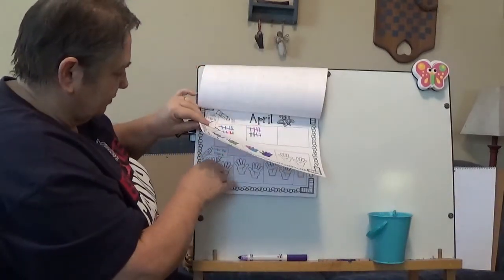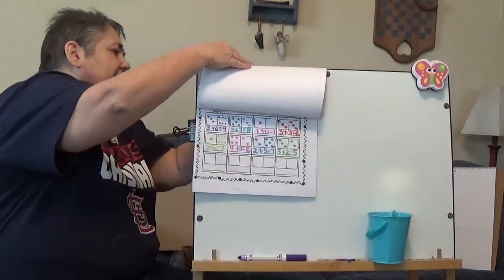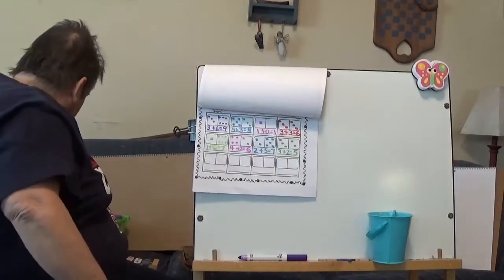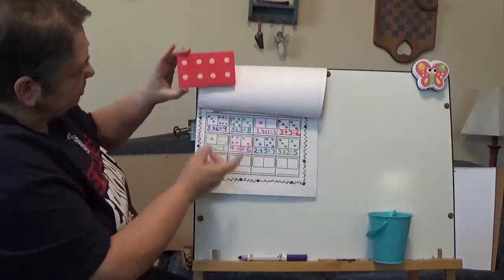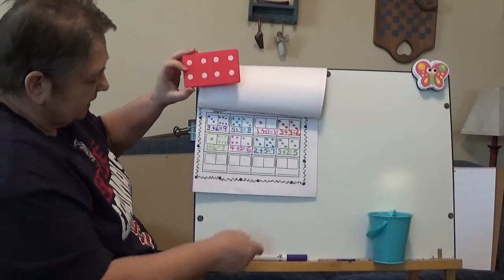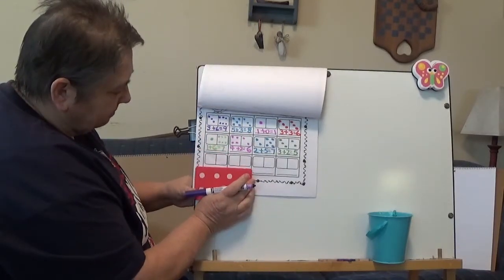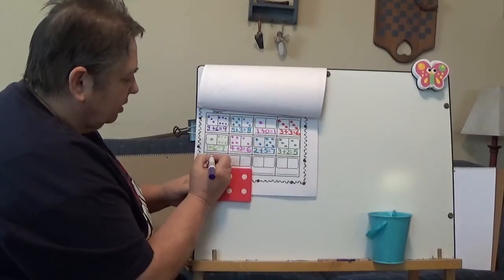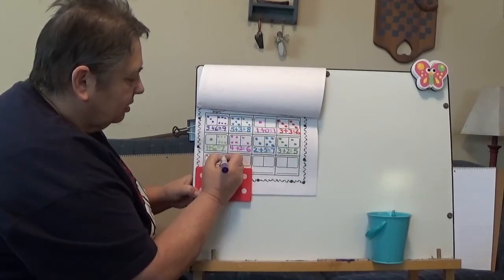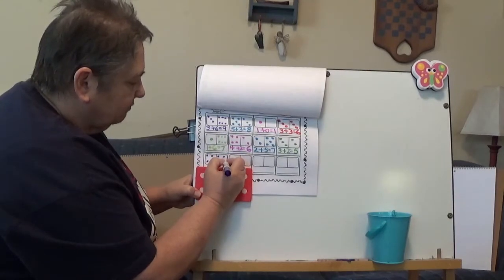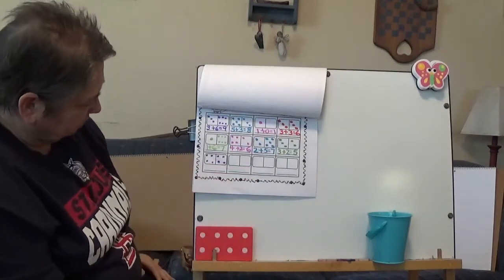Let's turn the page and turn the page. We will get to our domino. So our domino today, let's go with the red one. Our domino today shows 4 in the first box and 4 in the second box. Please make your domino look like my domino. 1, 2, 3, 4. 1, 2, 3, 4. So you have your domino looking like mine, a 4 and a 4.